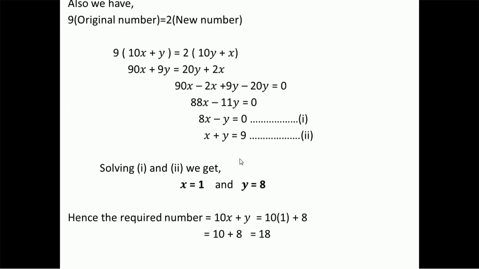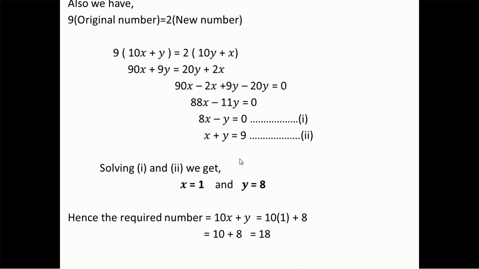So what was the original number? 9 in the bracket 10x plus y is equal to 2 times the new number. The new number is 10y plus x. Let's solve it. 9 will multiply this whole bracket, so it will be 90x plus 9y, and 2 will multiply this whole bracket, it will be 20y plus 2x. Let's collect like terms on one side. So 90x minus 2x, and 9y minus 20y, which is equal to 0.